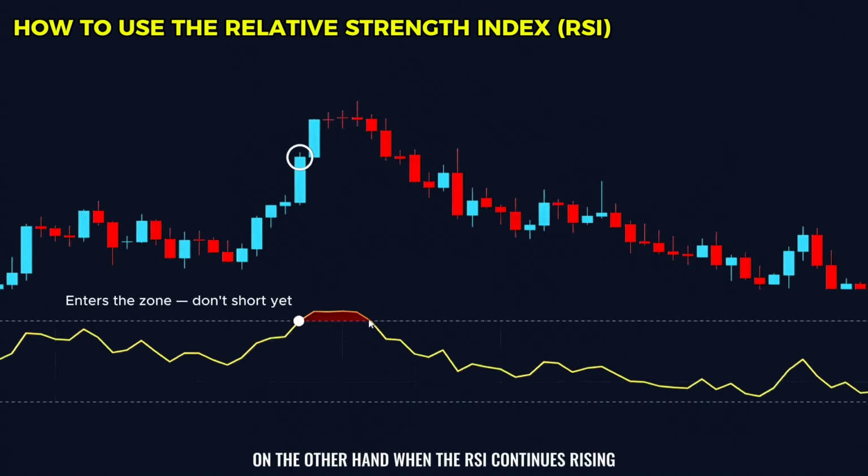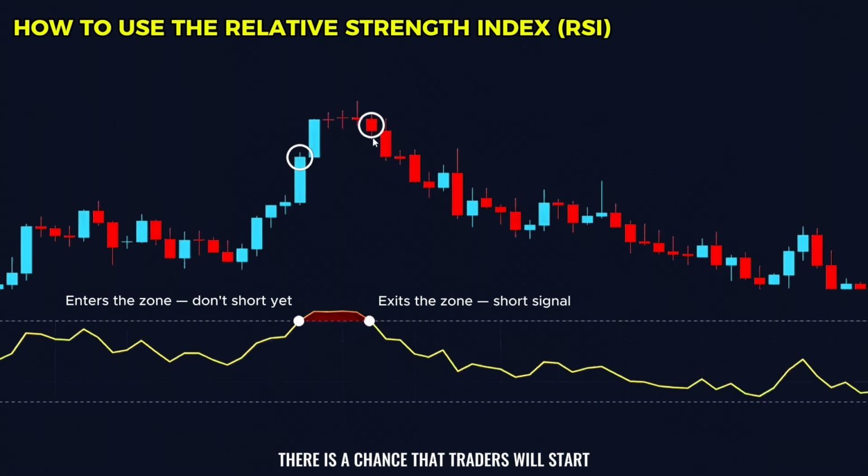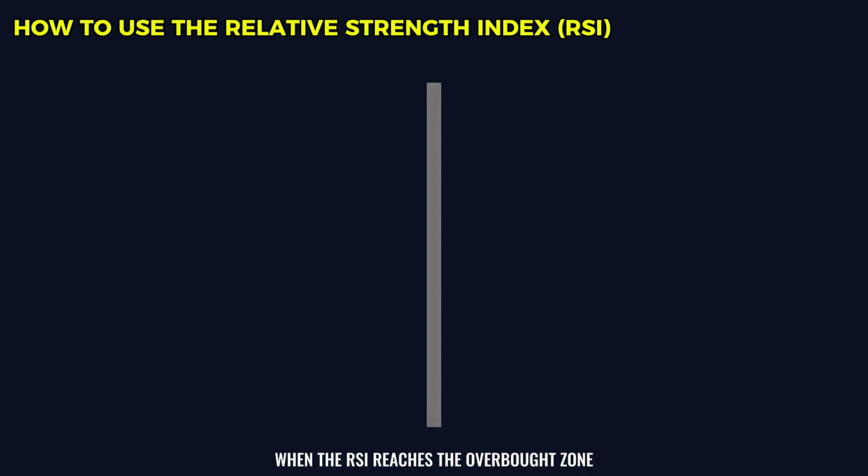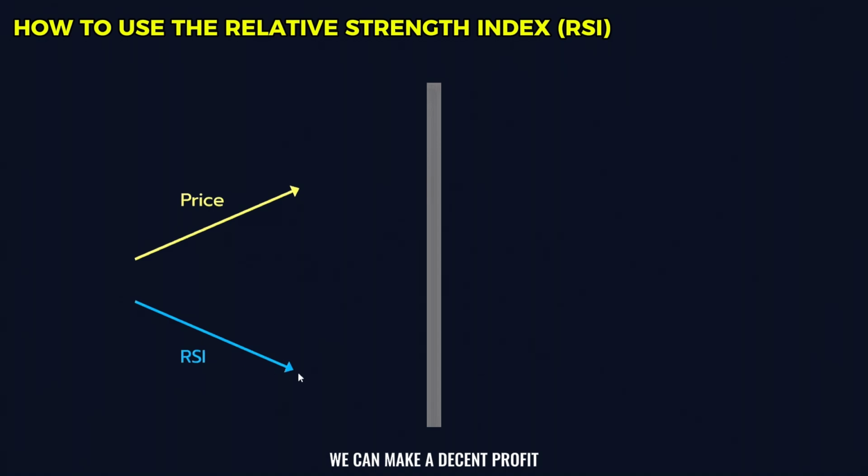On the other hand, when the RSI continues rising until it reaches the overbought zone, like in this example, it tells us that the price has become very expensive. There is a chance that traders will start taking profits. Therefore, when the RSI reaches the overbought zone, we can look for a selling opportunity. If we buy here and sell here, we can make a decent profit.